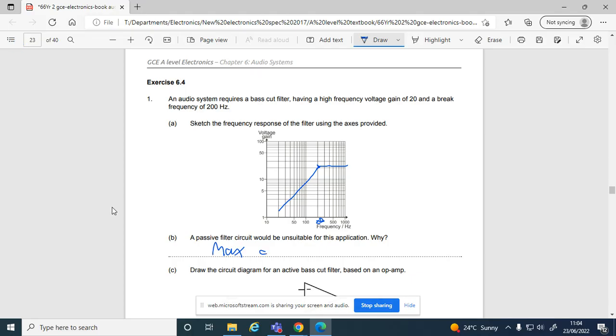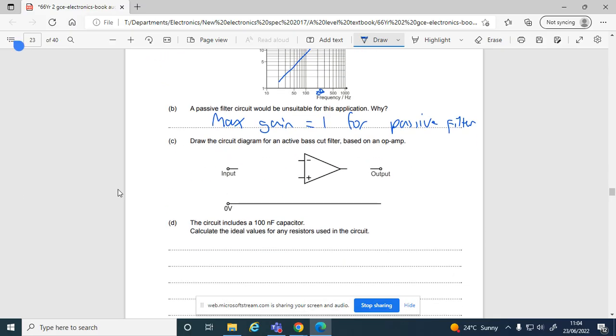Passive filter would be unsuitable. Max gain equals 1 for passive filters. Does it make sense? Passive doesn't have a power supply, so you don't have op amps. So you can't actually boost them. You can only cut for passive. Maximum gain of 1.